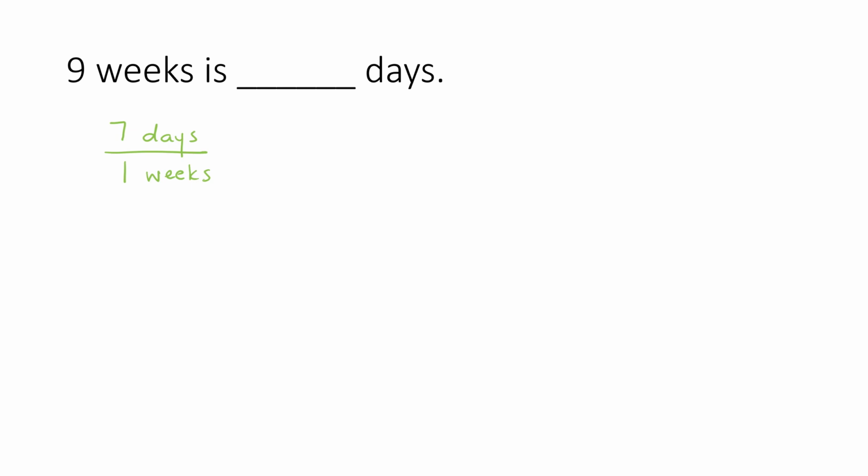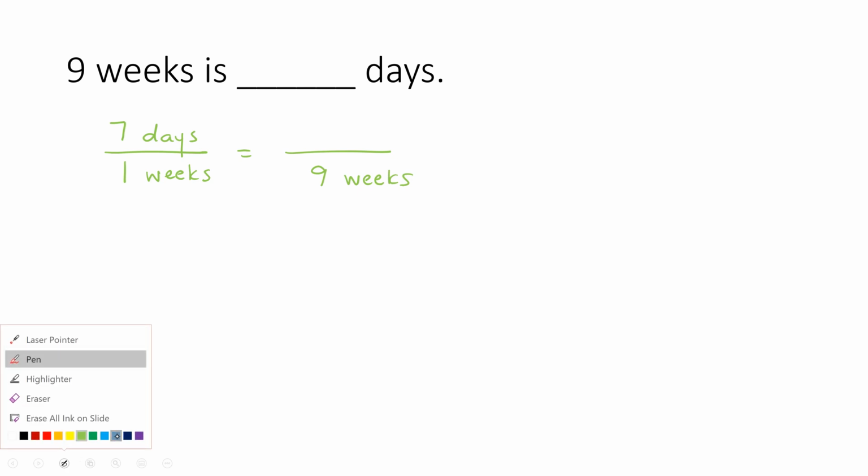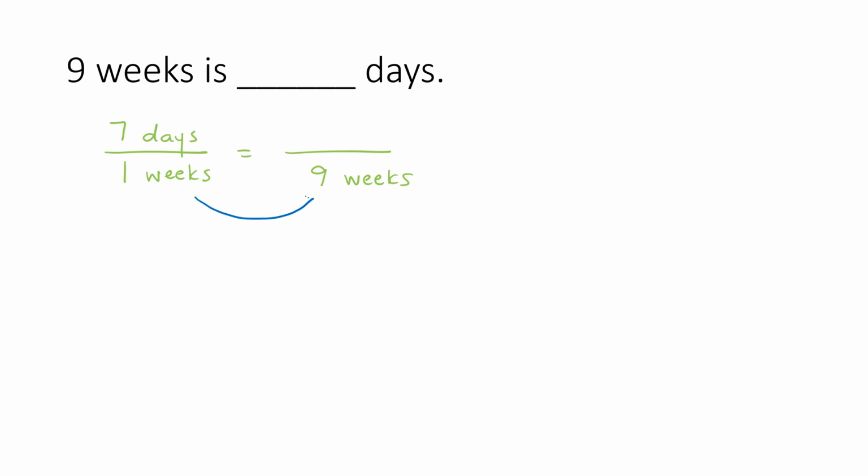So if we know this information, that there's 7 days in 1 week, we can figure out how many days are in 9 weeks. And we can do this in a couple ways. I'm going to show you 2 methods that I think will really help you here. First, you could think about it this way. To go from 1 week to 9 weeks, we multiply by 9. And when we're keeping ratios or rates or fractions equivalent, we always multiply the numerator and the denominator by the same thing. I'll put a little thing off to the side.